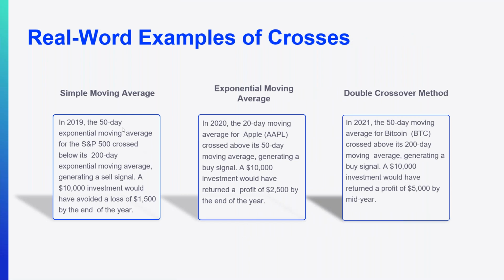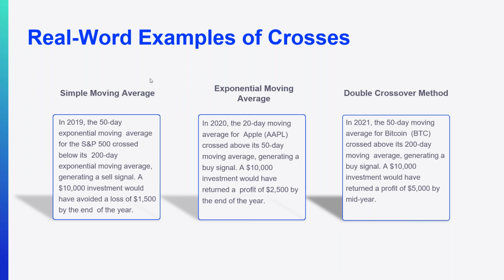We have one in 19 where the 50-day exponential moving average for the S&P 500 closed below the 200-day exponential moving average, and that generated a sell signal. Now, look at this. If you had invested 10,000 back then, you would have avoided a loss of 1.5K by the end of the year, if you knew about the actual moving average.